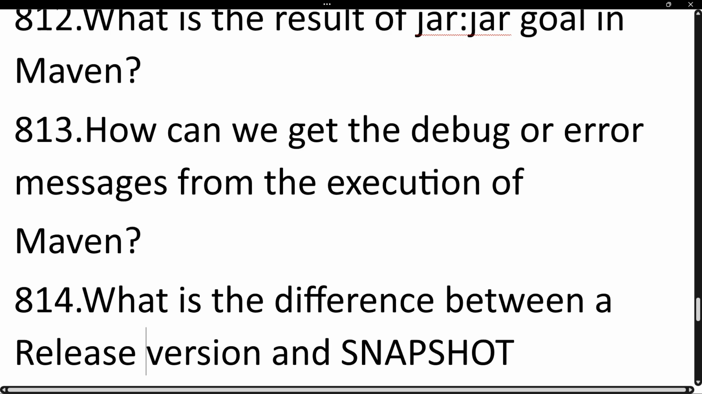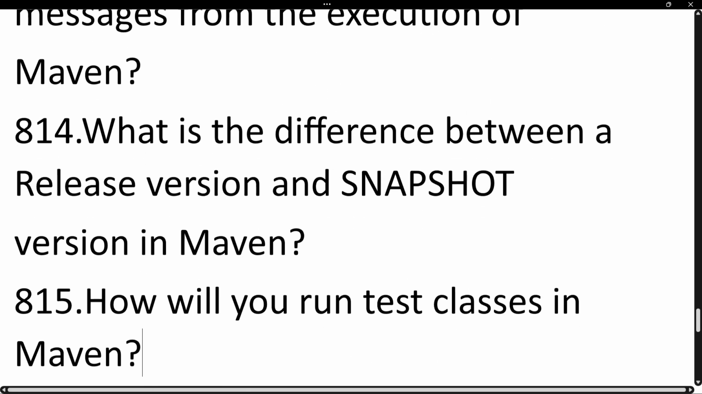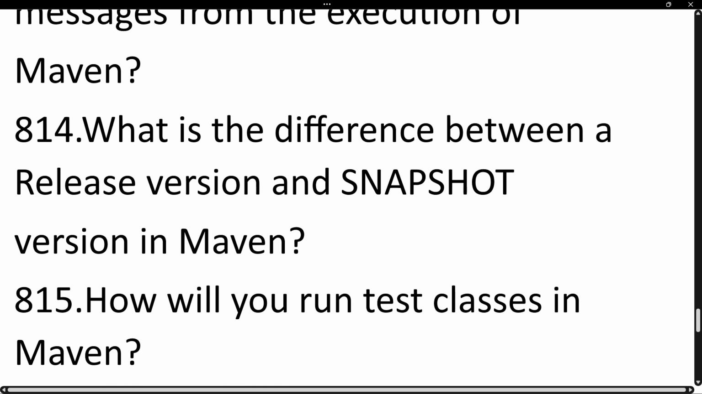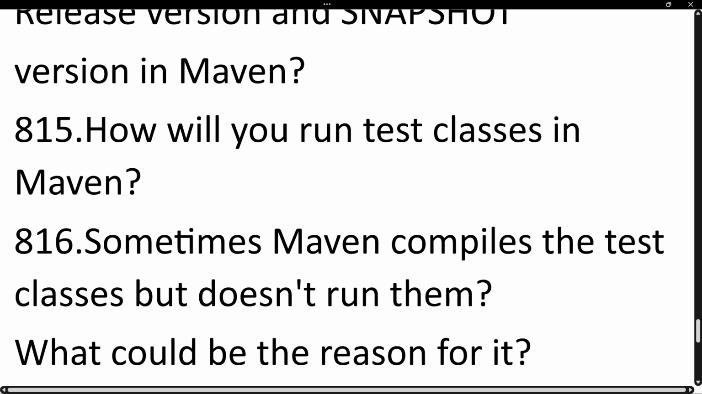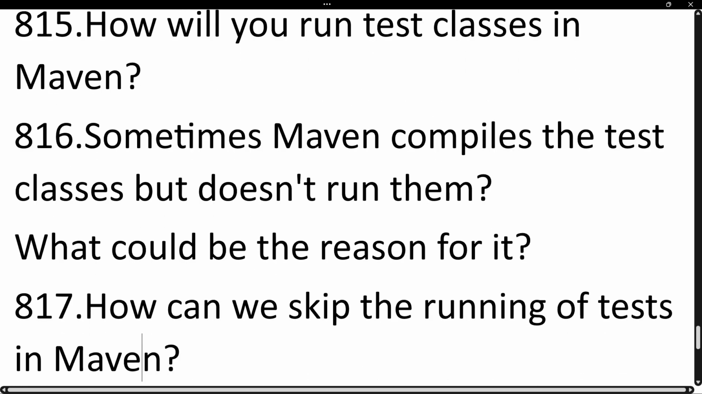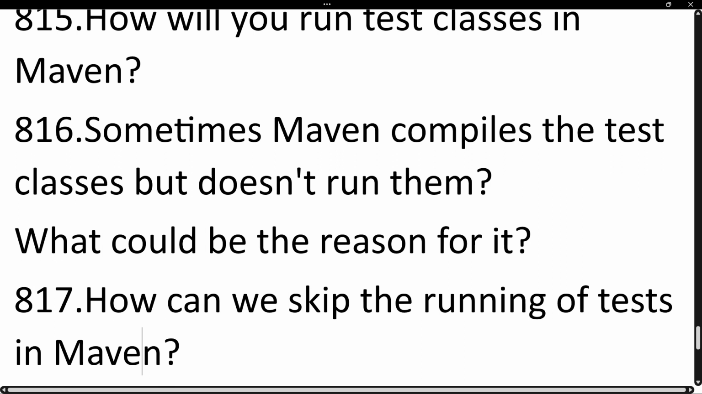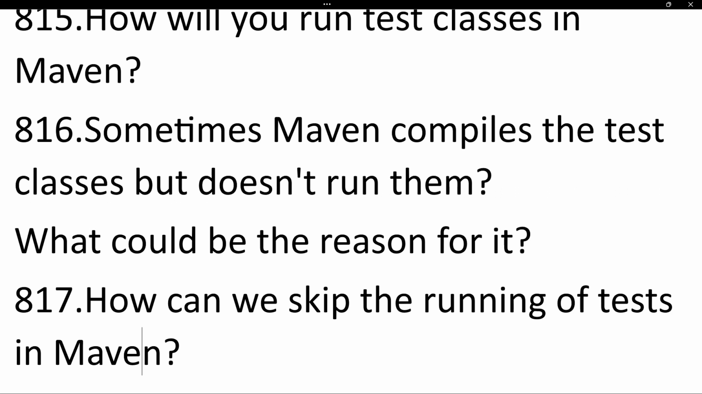How can we get a debug or error message from the execution of Maven? What is the difference between a release version and a snapshot version in Maven? How will you run a test class in Maven? There is a main class and a test class. The test class is to check the business logic of particular scenarios, and we have the @Test annotation. So how will we test this using Maven?